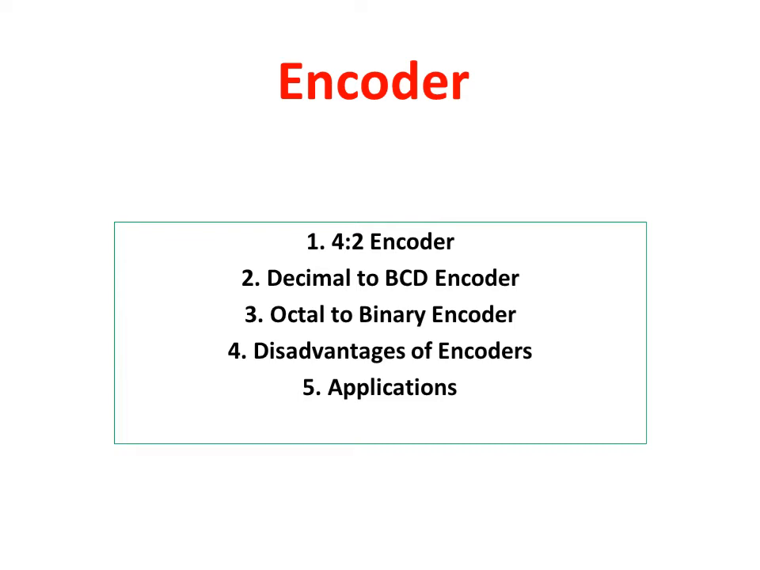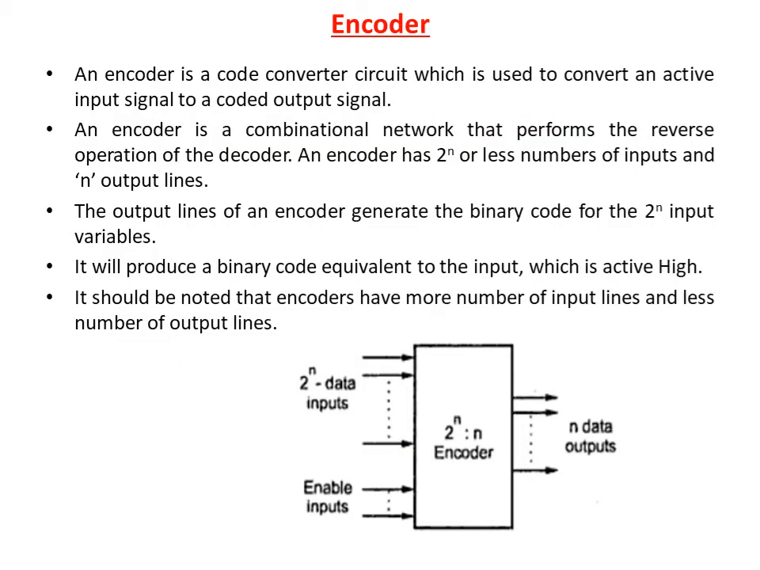In this video, I am going to discuss encoder. An encoder is a code converter circuit which is used to convert an active input signal into a coded output signal. An encoder is a combinational circuit that performs the reverse operation of the decoder. An encoder has 2 power n or less number of inputs and n number of outputs.